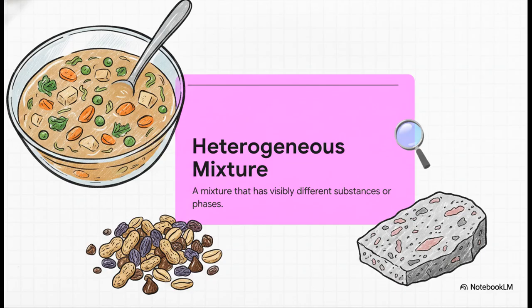They definitely don't blend into one invisible superliquid. Or think of trail mix, where you can easily pick out the peanuts, the raisins, and the chocolate chips. Even a solid chunk of granite rock, with its speckles of quartz and different minerals, is a perfect textbook example of a heterogeneous mixture. You can see the chaos, the different pieces just holding their own ground.